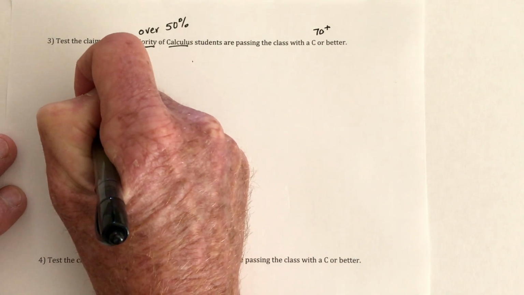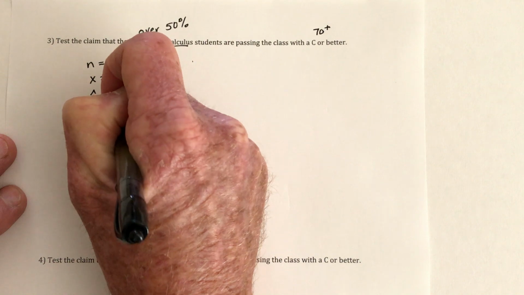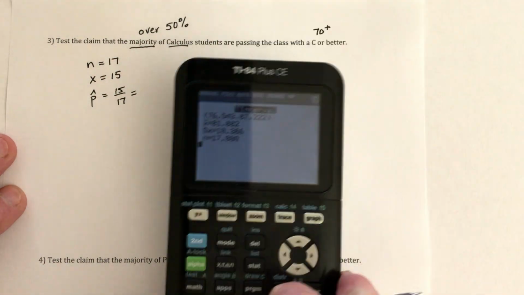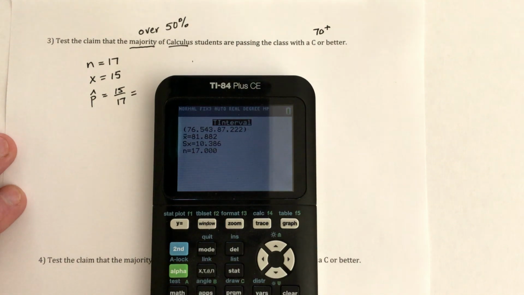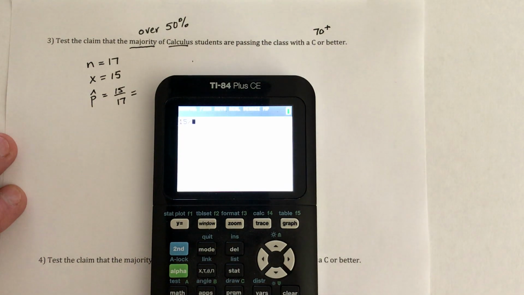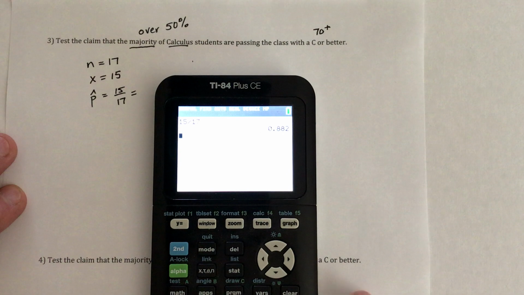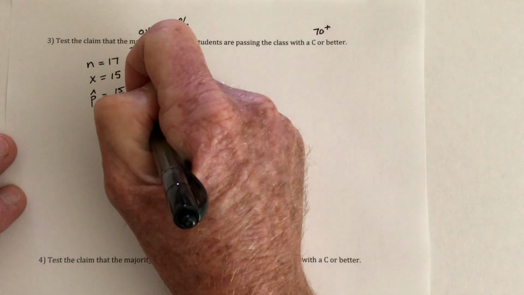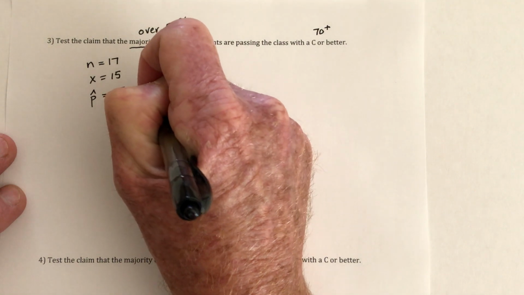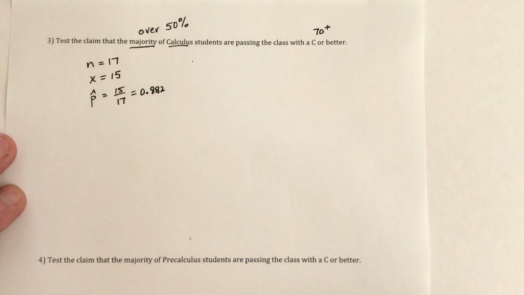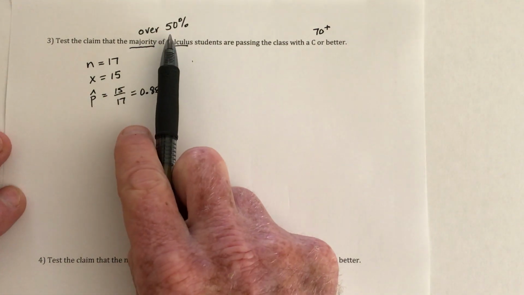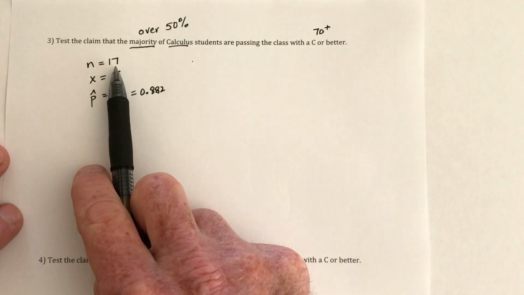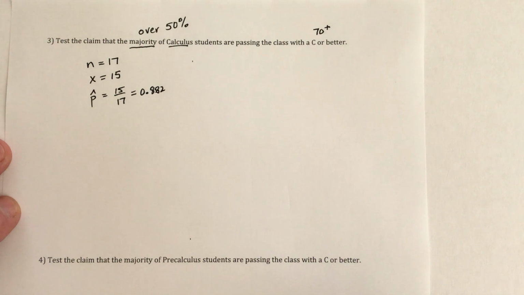And then 15 out of 17 is, anybody can do that in their head? Well, not me. So that's 88.2. So as a decimal, 0.882 or 88.2%. So yes, that definitely looks like over 50%, but then again, it's only 17 people. Is that enough evidence to prove it?